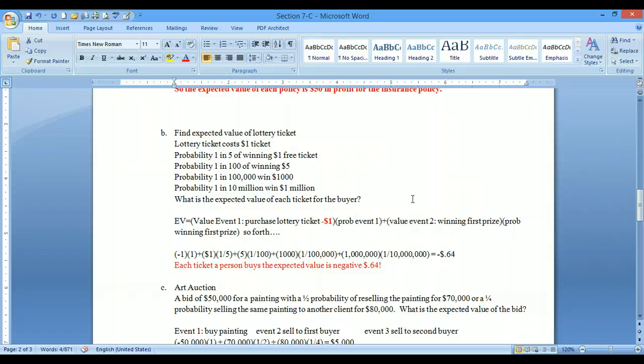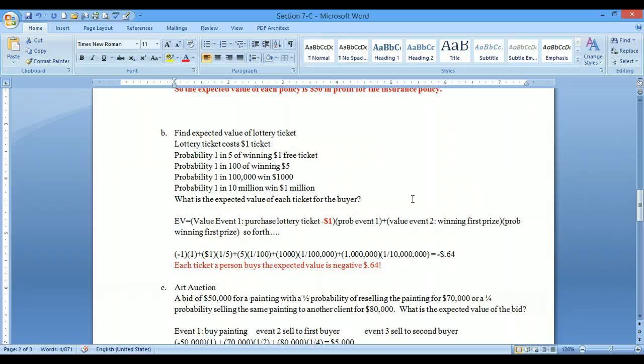So what's the expected value of your ticket? Now, a lot of you are thinking, well, the expected value is that you bought your ticket and you're probably not going to win, so it's minus $1. But remember, you do have a very small chance of winning something. So what's the expected value? It's a little different than just what actually occurs.